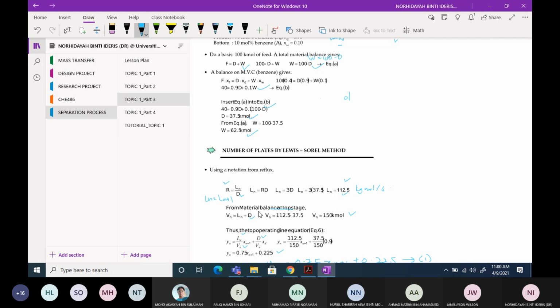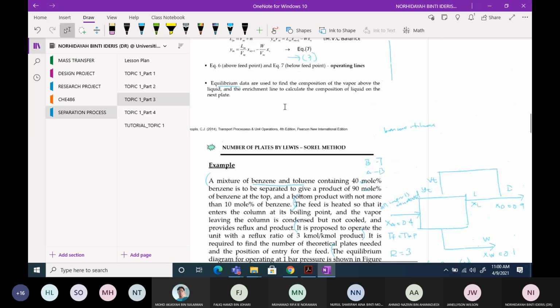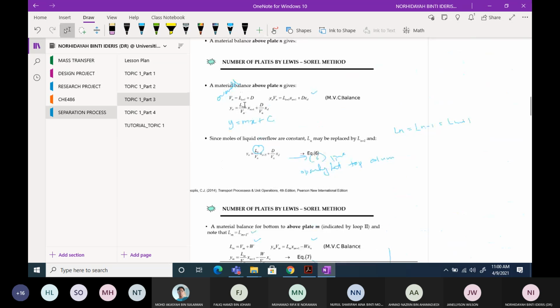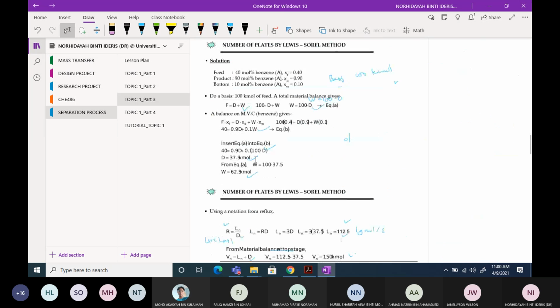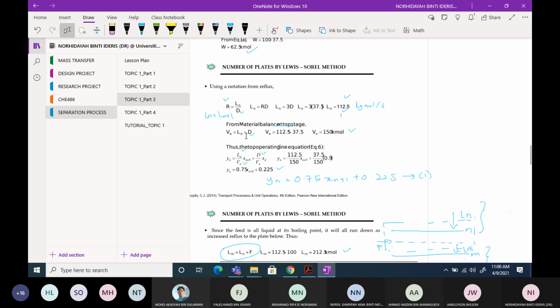Now look at the material balance at the top stage. Vn is equal to Ln+1 plus D. But you know that Ln+1 is also equal to Ln. That will give you Vn is equal to Ln plus D. You know the value of Ln and D, so you know the value of Vn.